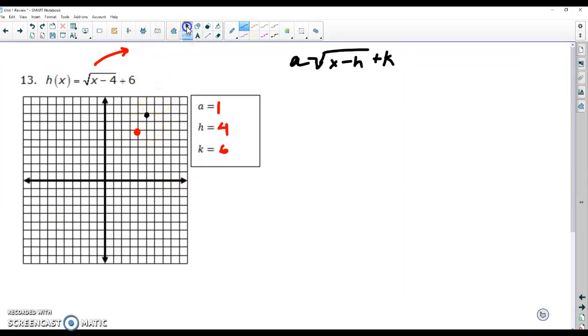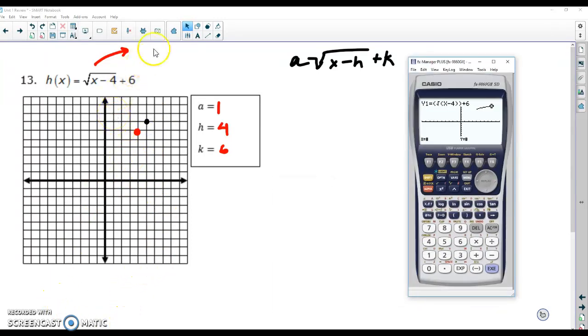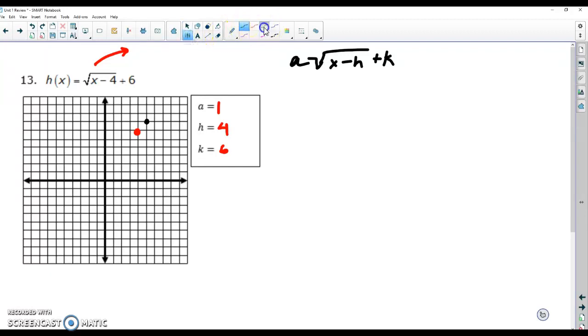Did I mess this up? I think I didn't count this right. Hang on a second. 4, 5. 7's actually here. And then the other one was at 8, 8. So I kind of had to adjust that point. I didn't count it right. So 8 is here. 8, I hope, is right here. And then we draw the shape. And that's it for that one.